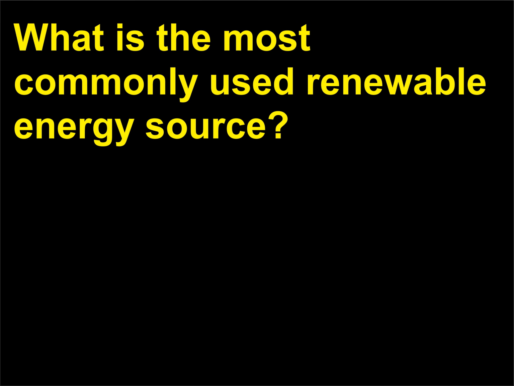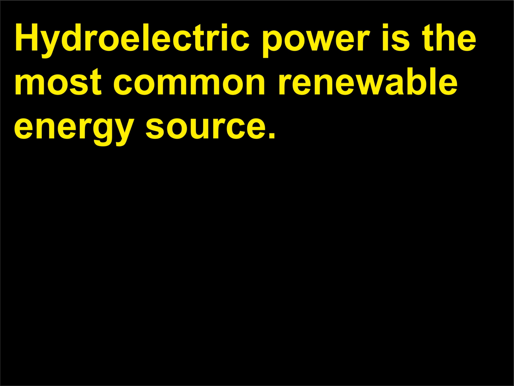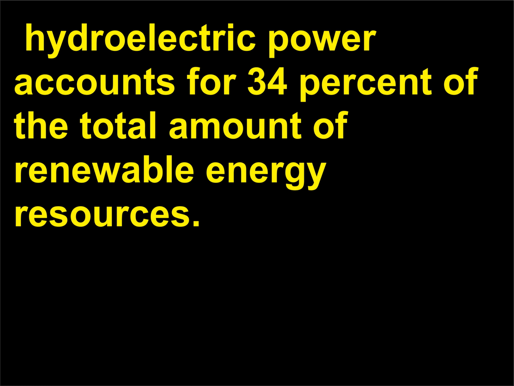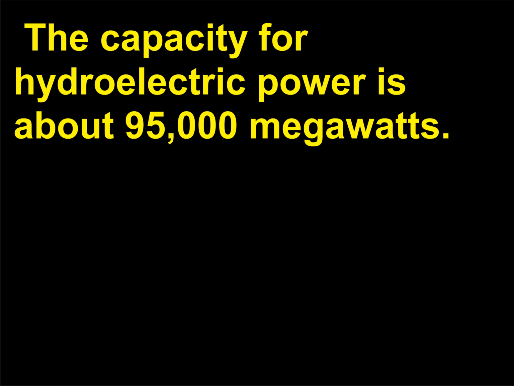What is the most commonly used renewable energy source? Hydroelectric power is the most common renewable energy source, based on consumption. Hydroelectric power accounts for 34% of the total amount of renewable energy resources. The capacity for hydroelectric power is about 95,000 megawatts.